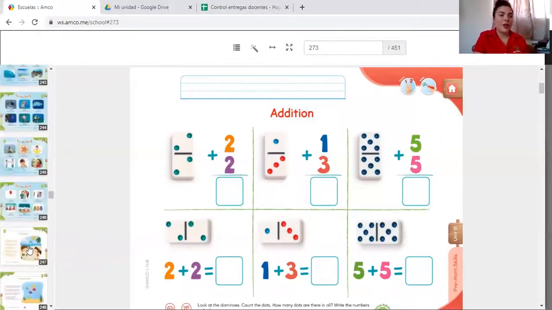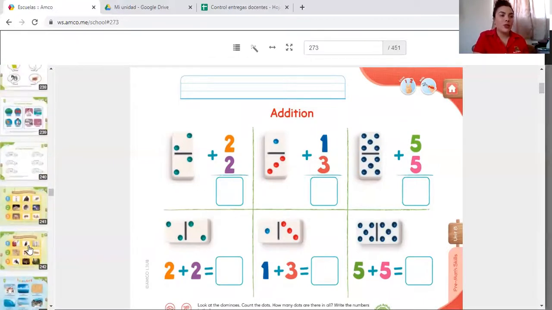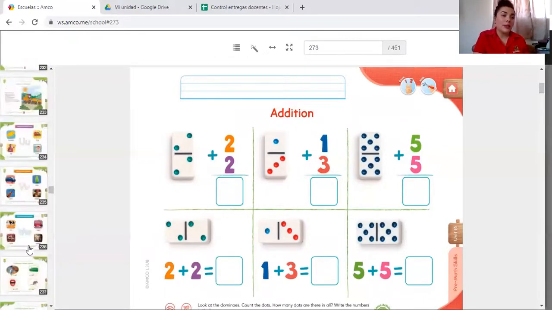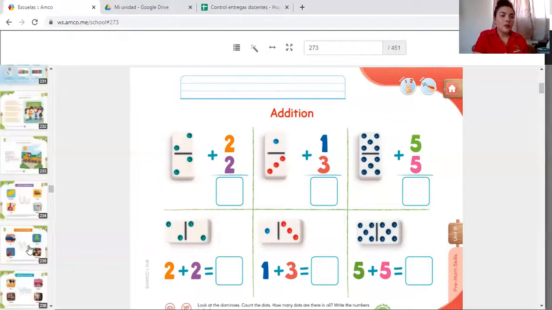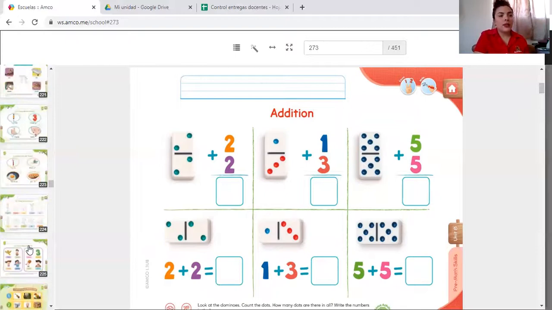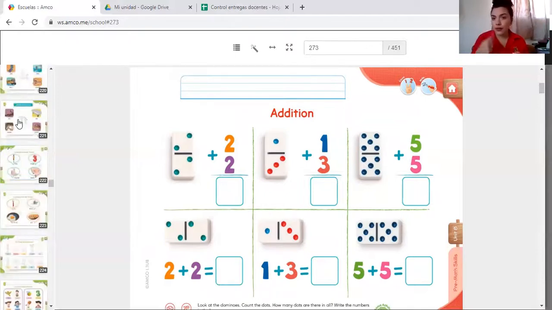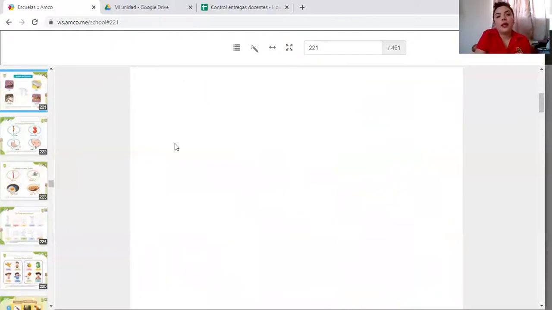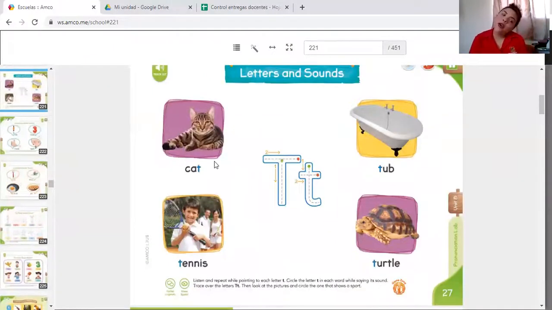Green. Very good. Color green. Let's go to the 20. So let's go. There you go. I found it. You found it. 27. Very good.